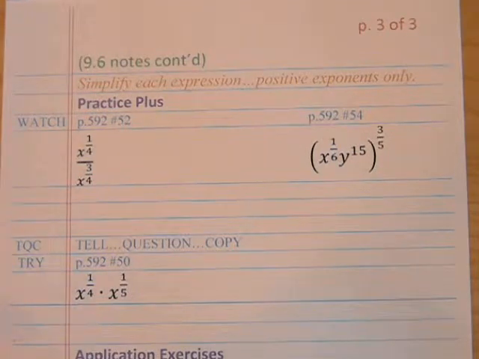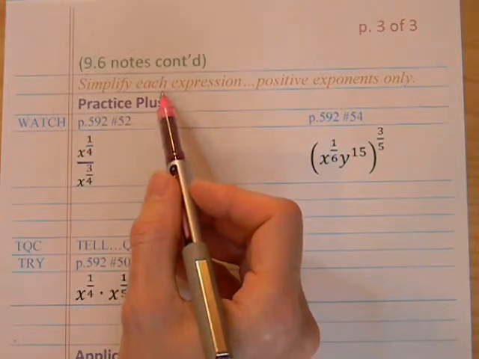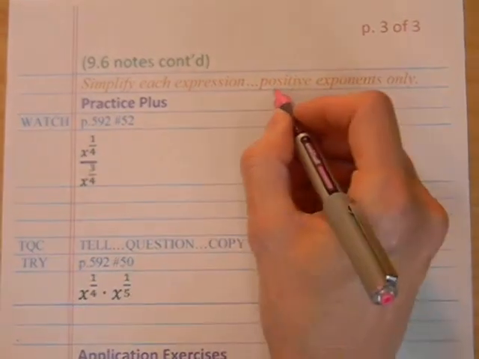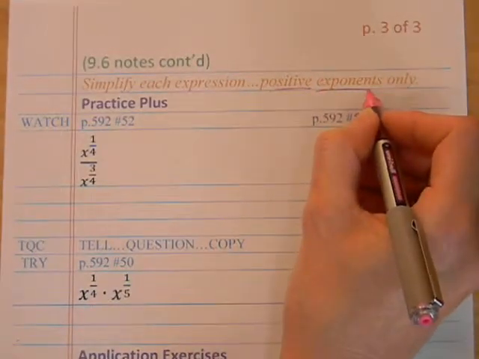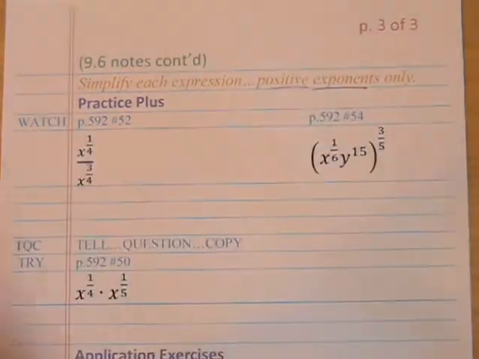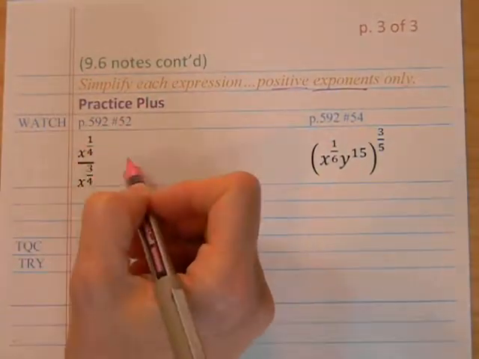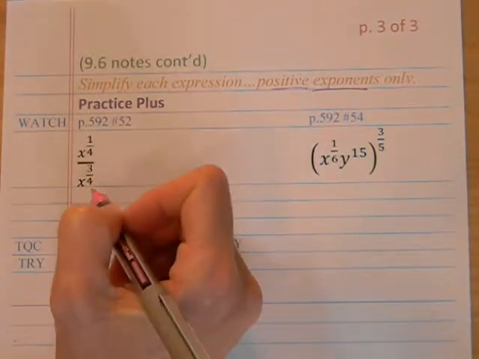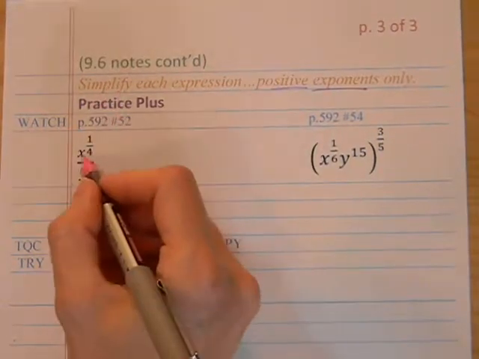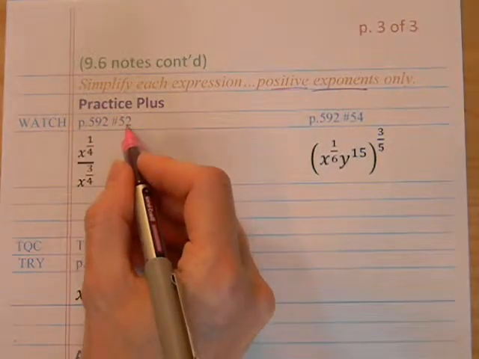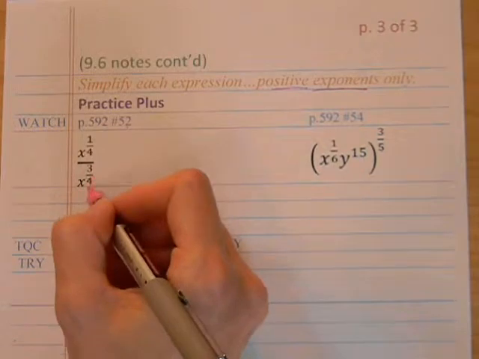Here's where the rules are going to come in real handy for you when you're dealing with those fractions. Simplified expression, remember that you need to finish with positive exponents only, so they remind you of that even in the instructions. And these are practice plus problems because we are combining these two concepts together. So here we have x to the 1/4, this is number 52, divided by x to the 3/4.